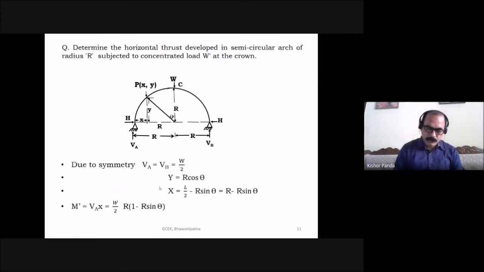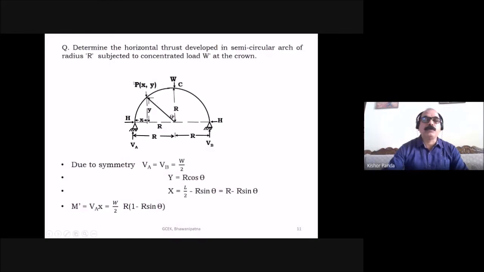Then I will discuss one question. Determine the horizontal thrust developed in a semicircular arch of radius R subjected to a concentrated load W at the crown. So this is the load acting. This is your semicircular arch. The load is acting at the crown, and this is the horizontal force, and these are the vertical forces VA and VB at supports A and B. Let us take one point at a distance X from support A and Y from the horizontal line.